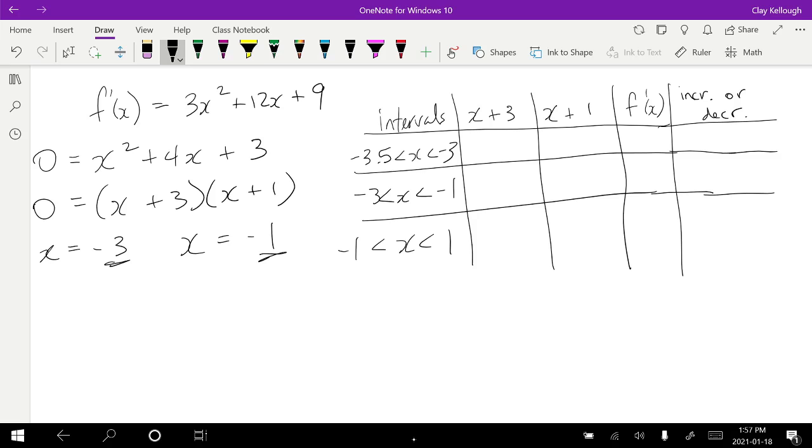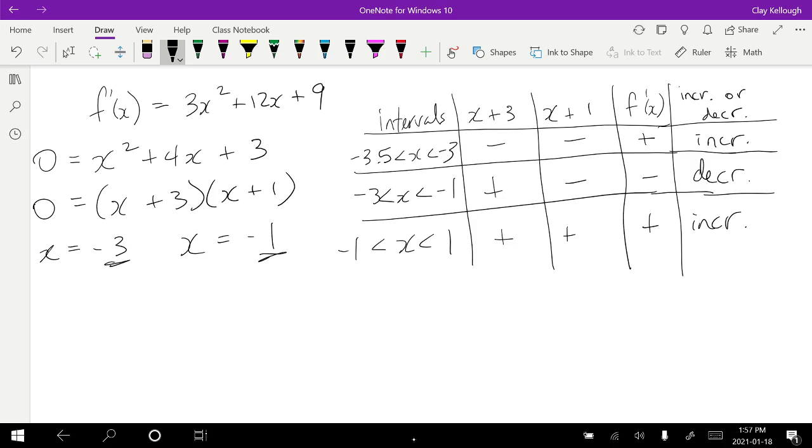Okay, so pick a number between -3 and -3.5. So -3¼ makes that negative, but a negative times a negative is a positive. So we're increasing on that interval. A number between -3 and -1 would be -2, which makes that a positive, that a negative, which is a negative when you multiply them together. So we're decreasing on that interval. And the easiest number between -1 and 1 to work with is 0. So 0 makes the first factor positive, the second factor positive, which is positive, so we're increasing.